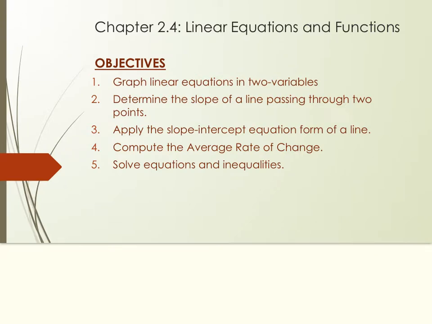So in chapter 2.4, linear equations and functions, our in-class objectives are to graph linear equations in two variables, determine the slope of a line passing through 2 points, apply the slope-intercept equation from a line, and then compute the average rate of change, and then finally we will talk about solving equations and inequalities.